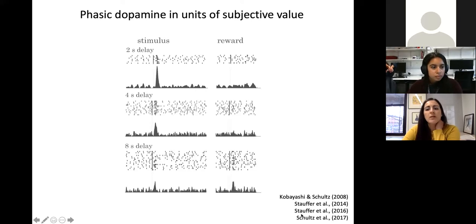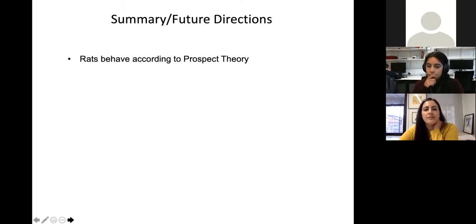And there's more recent work also from William Stauffer and Wolfram Schultz that further suggests that the reward prediction error might be in units of subjective utility. And so we agree with that hypothesis, and we think that this is a parsimonious way of reconciling these formal economic models with reinforcement learning.